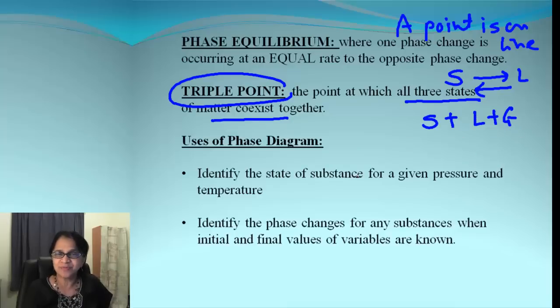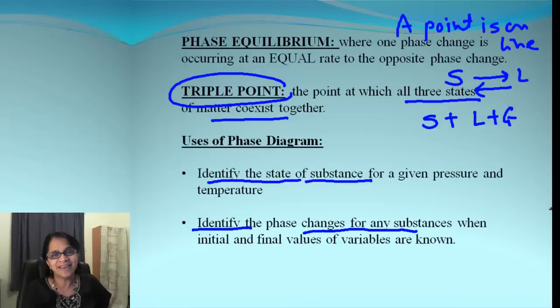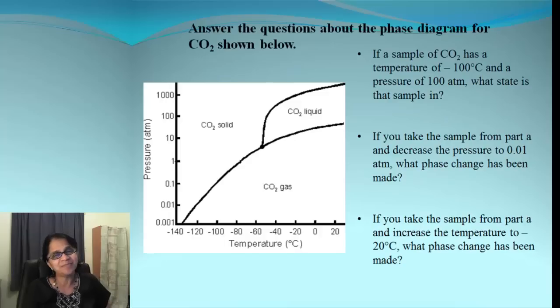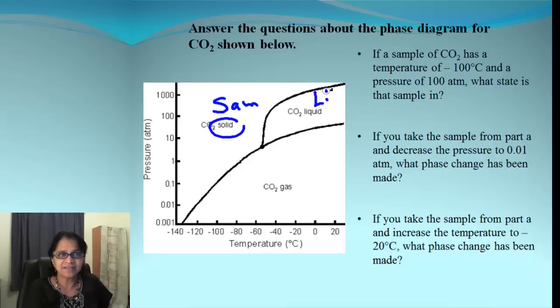So what is the use of the phase diagram which we are learning? The phase diagram is used to identify which state of the substance is there for a given pressure and temperature, and it's also used to identify or predict the changes for any substance if we know the initial and final variables for a particular system. So let's take one example here. Here is a phase diagram for carbon dioxide, and you know this is Sam, so that is solid, likes, so that is liquid, and gum, so that stands for gas.